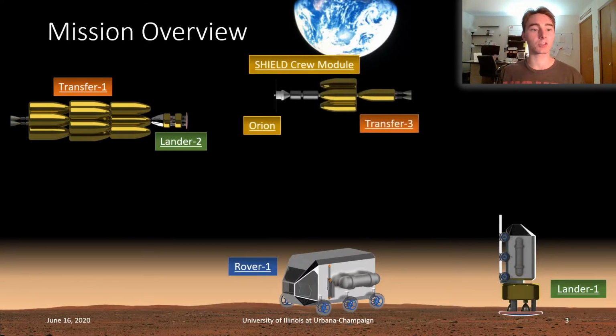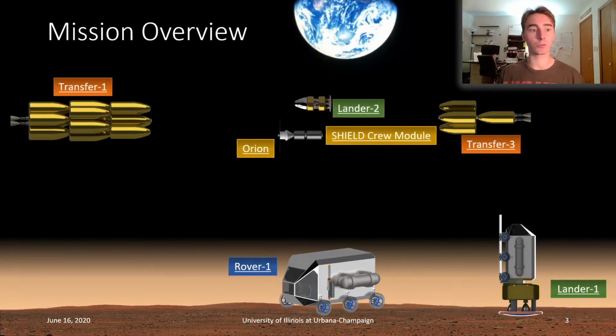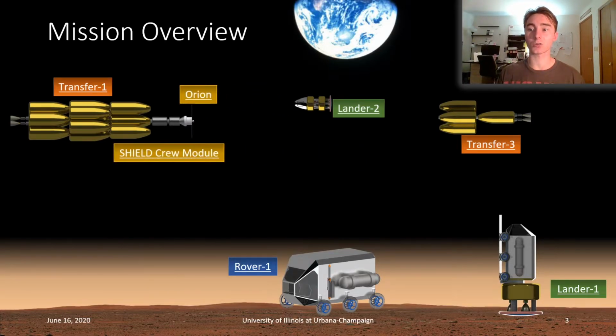The crewed phase of the mission begins in April 2033. Transfer 3 takes the crew, SHIELD crew module, and Orion to areosynchronous orbit and rendezvous with Transfer 1. Lander 2 and the SHIELD crew module undock from their respective transfer vehicles, and Orion transfers 2 crew to Lander 2. The SHIELD crew module and Orion dock to Transfer 1, and Lander 2 docks to Transfer 3 and uses it to go to low Mars orbit.